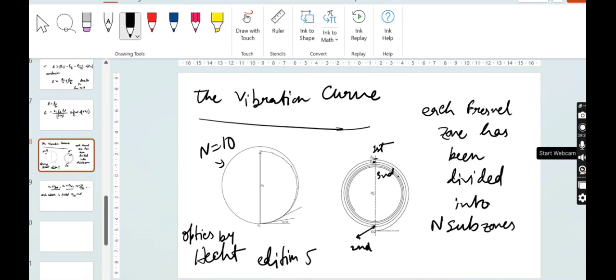And they are like a spiral. They don't complete a circle. That's why they are called a vibration curve, not a vibration cycle.